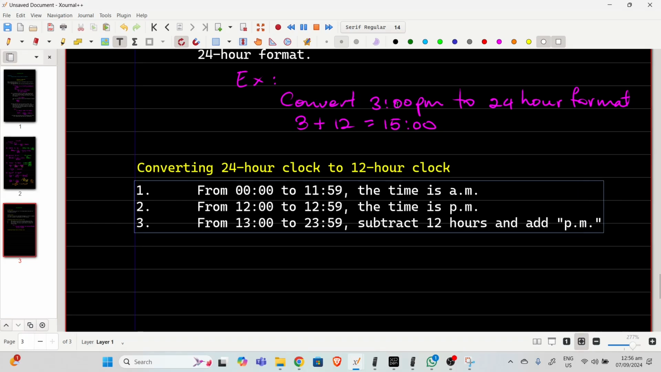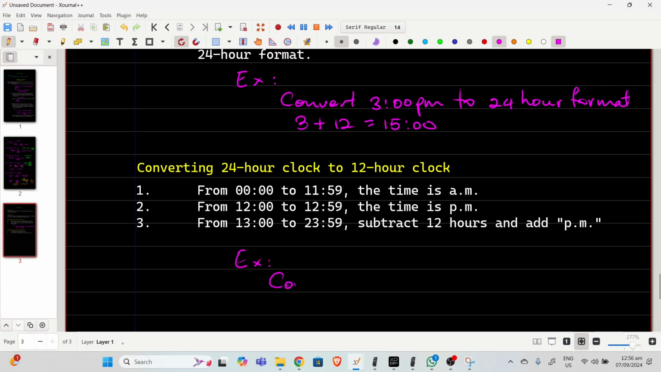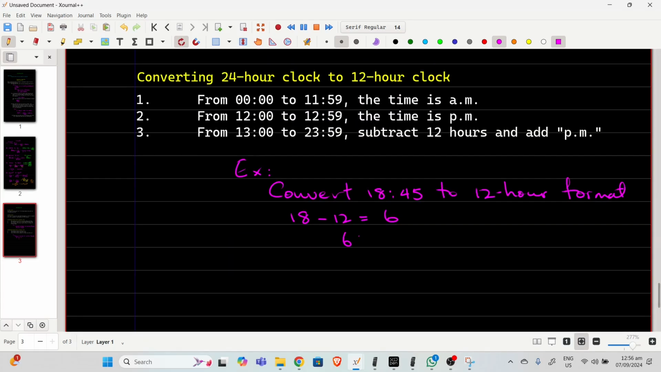Right? Nothing too difficult. So let me do a quick example. So we're saying convert 1845 to 12-hour format. And we say 18 minus 12 is equal to 6. So the time really is going to be 6:45 p.m. Right? Nothing difficult, just simple addition and subtraction of the value 12. You just have to do it at the right time.